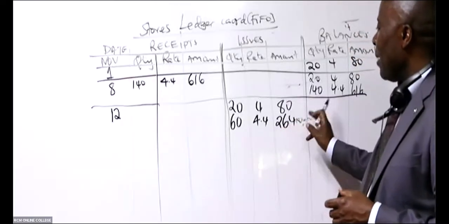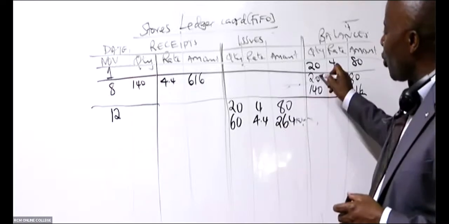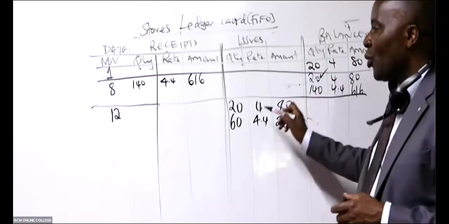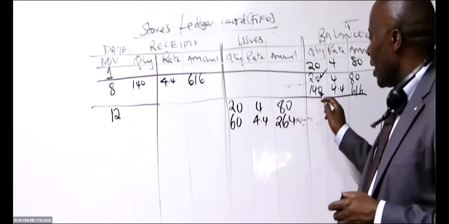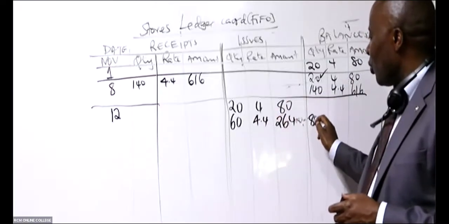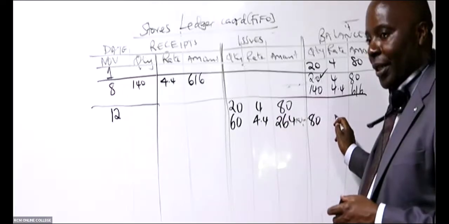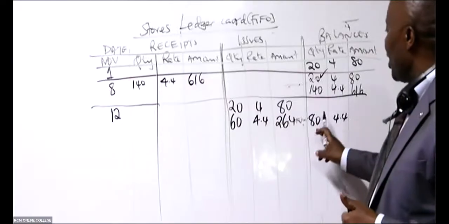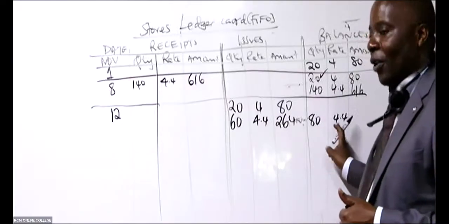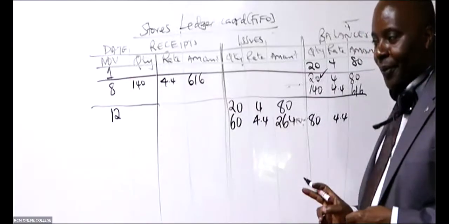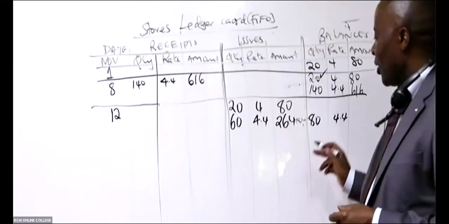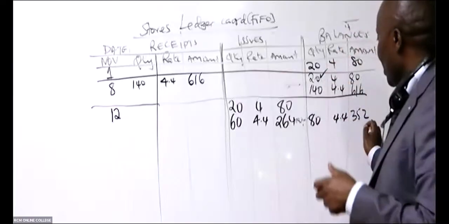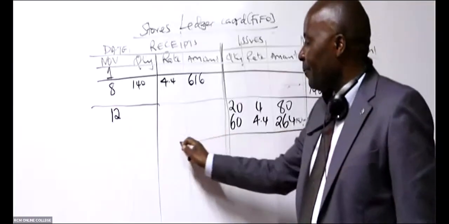So can we kindly update our balance? Remember now 20 has been issued fully. And out of 140, we have issued how many? So then what is left of this? So we are left with 80 at what rate? At 4.4. So 80 times 4.4 will give me how much? 352, like that. Then come and underline this.